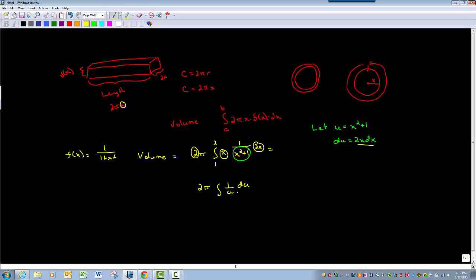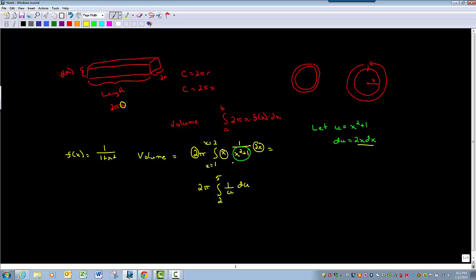So now I've got the du here, but I need to change my limits of integration. The lower limit was when x was 1. Remember, these are always x equals, or whatever variable you're starting with, with your dx. So x is 1 and goes to 2. Well, when x is 1, then u is 1 squared plus 1, which is 2. And if x was 2, then u would be 2 squared plus 1, which is 5.